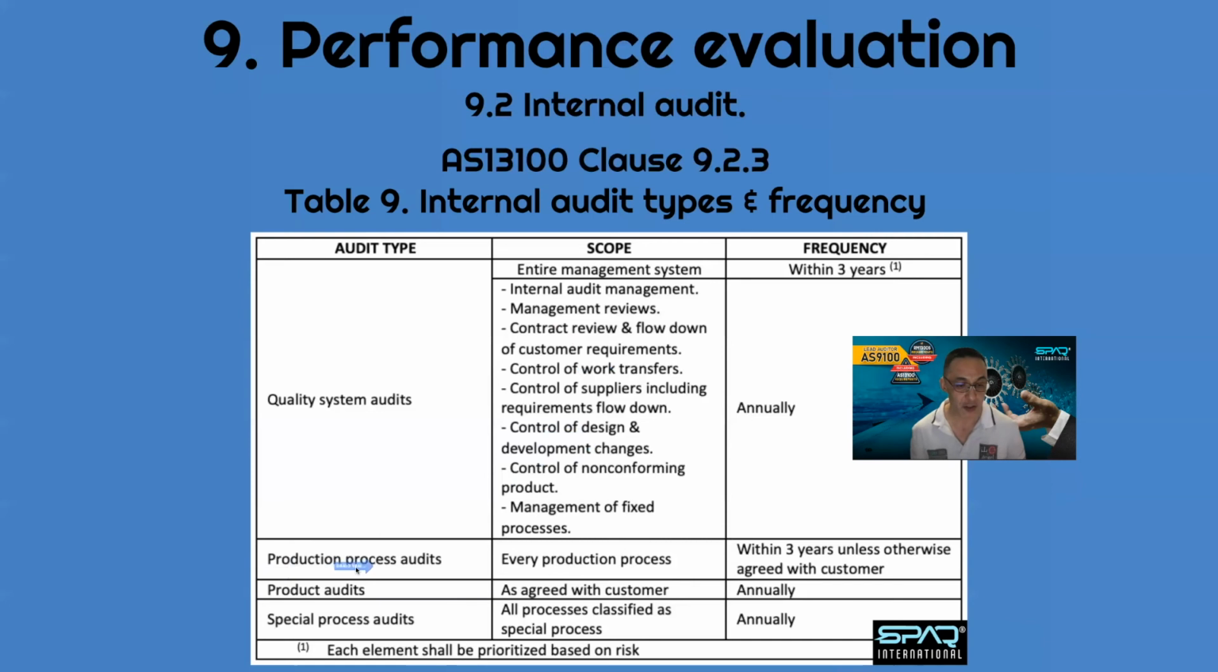Then we have the production process audits. The scope is every production process. The frequency is within 3 years unless otherwise agreed with the customer. Product audits as agreed with the customer and annually. Special process audits, all processes classified as a special process shall be audited annually. So these are the additional requirements you have to consider for your internal audits.